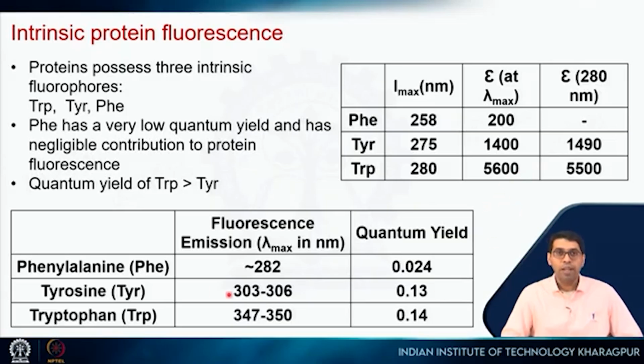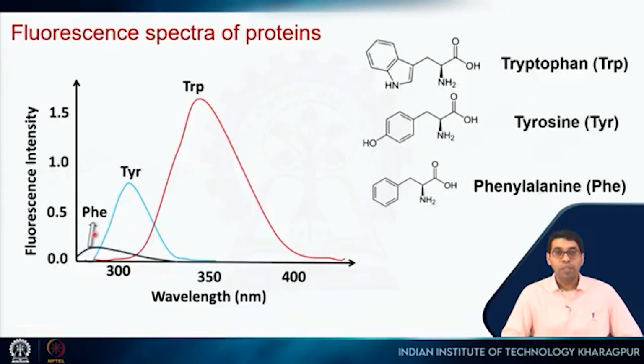Now, again you will see that phenylalanine is not very good because its quantum yield is very low, but tyrosine and tryptophan, they have decent quantum yield. So, we can actually use tyrosine and tryptophan for our fluorescence studies. Again, the epsilon are written here. So, if we look at the fluorescence of these molecules, this is phenylalanine, you can see it is very less. Tyrosine has a decent signal, and tryptophan has also a much better signal. So, we can typically use tyrosine and tryptophan for our fluorescence studies.